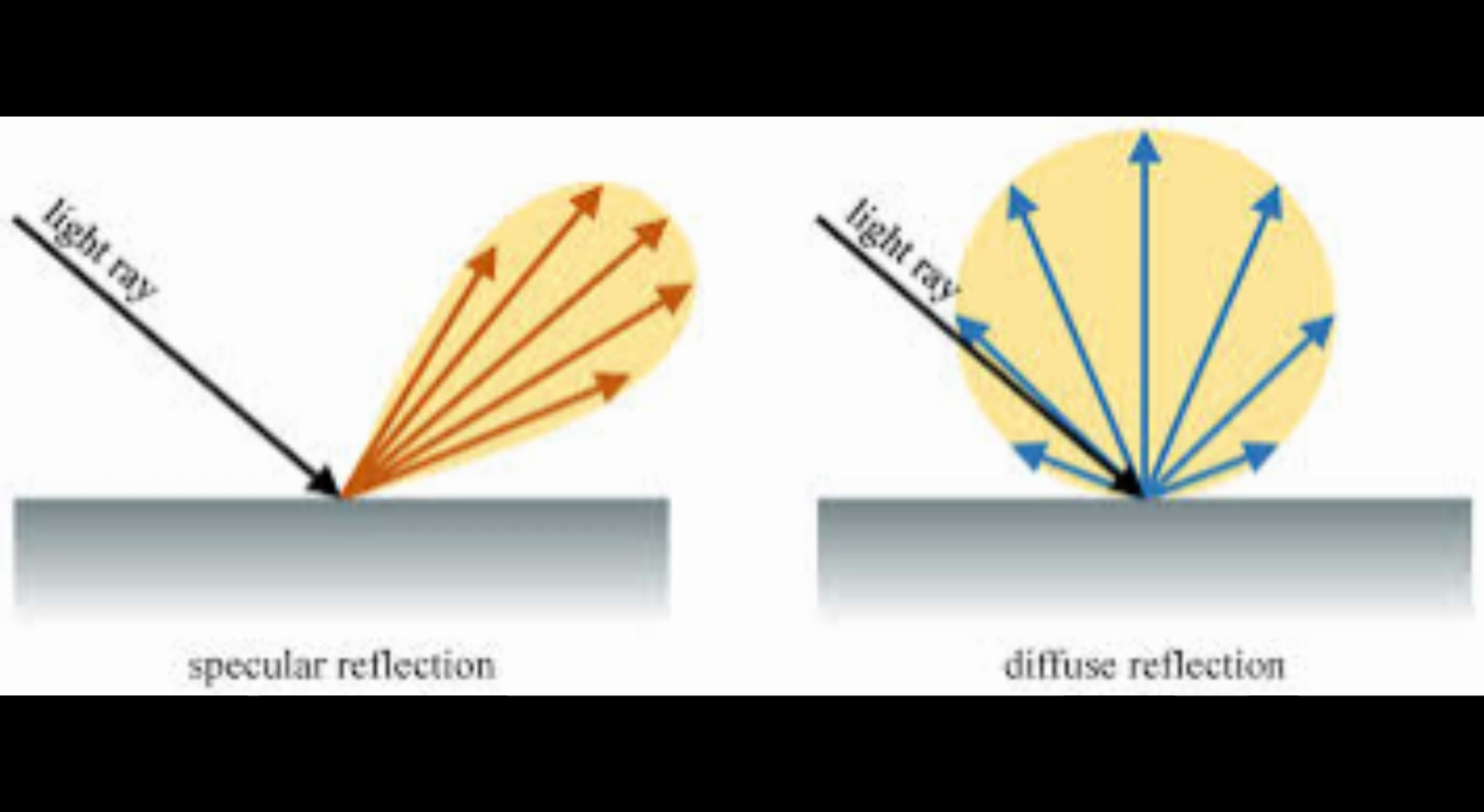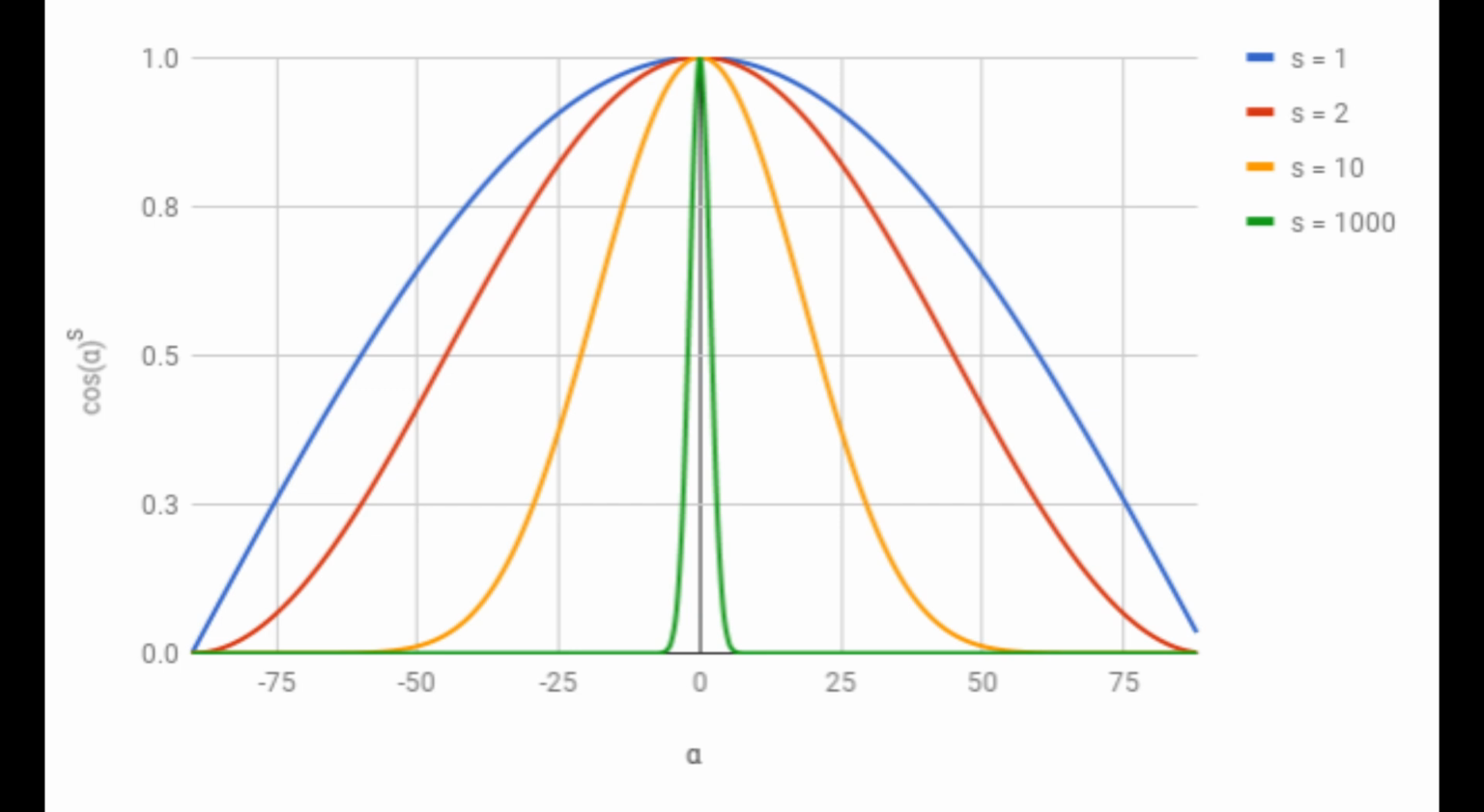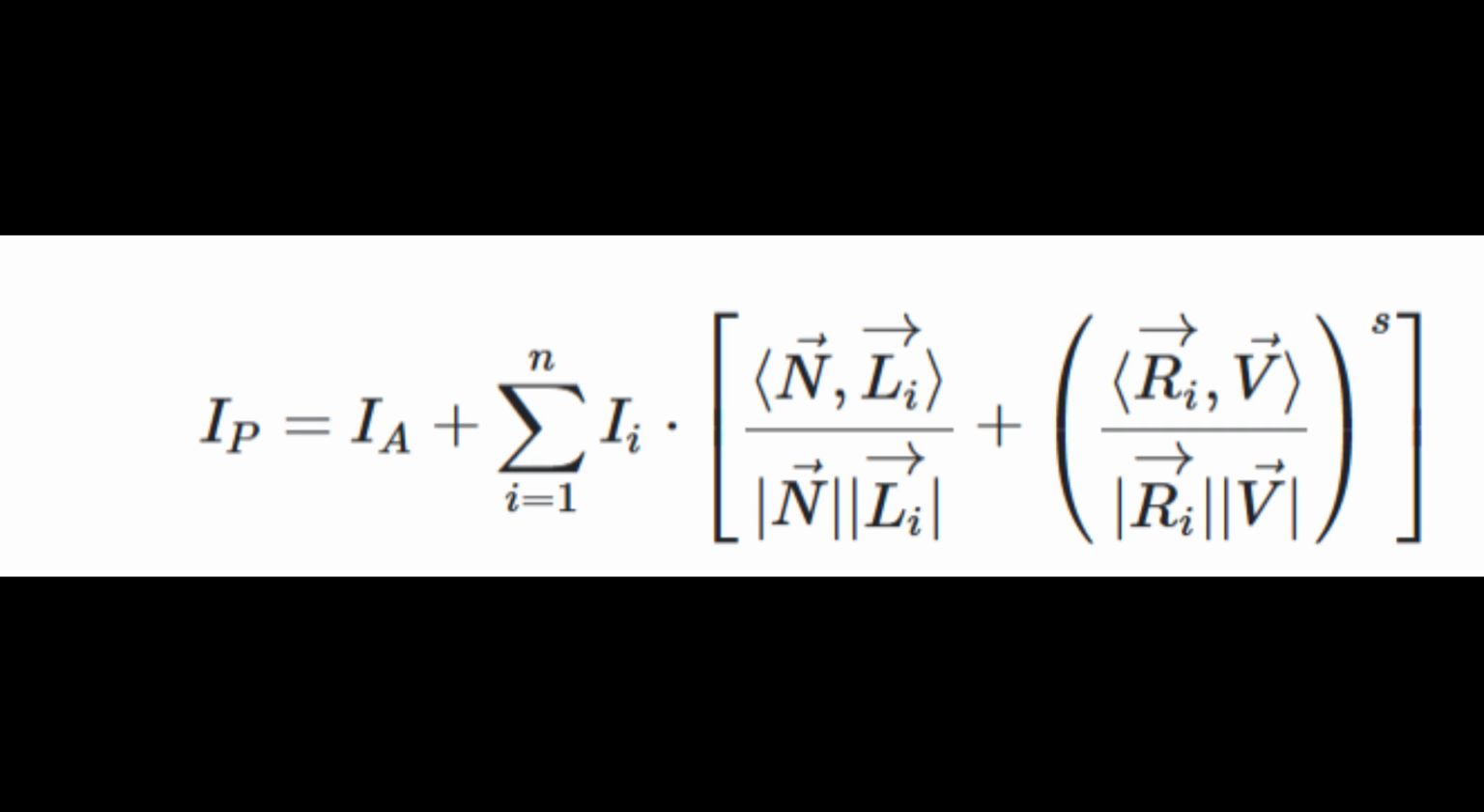We can model this using the powers of cos alpha. Cos alpha to the power of something like 500 represents an object that is way shinier than, for example, an object that is modeled using cos alpha to the power 200. We call the power the specular exponent. The higher the specular exponent, the shinier the object. We can represent the whole reflection equation like this.